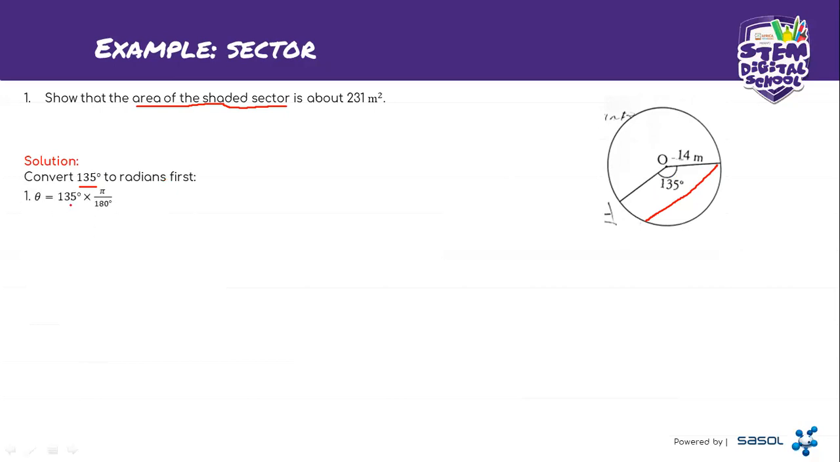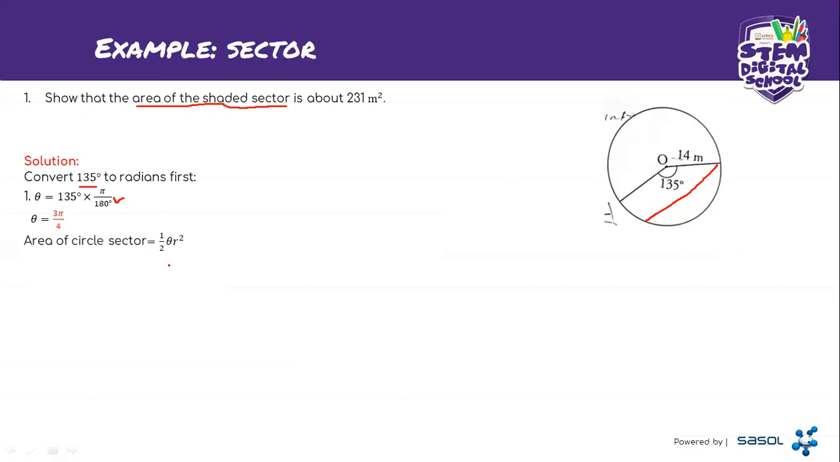Now let's convert, because we have learned to convert degrees to radians. Then this is the formula that we're going to use. And then you just press your calculator. Then our theta is in terms of radians, and that is 3 pi over 4. Now we can calculate the area of the sector.